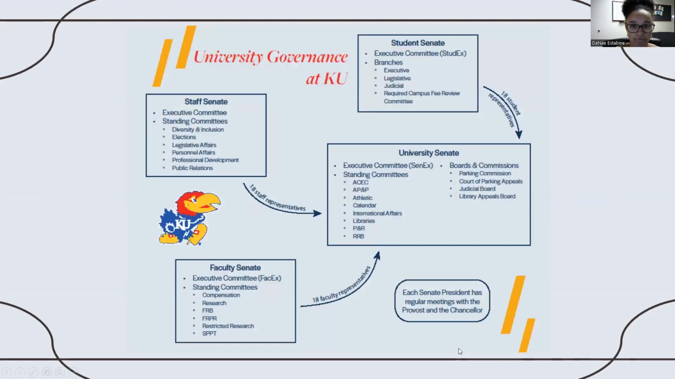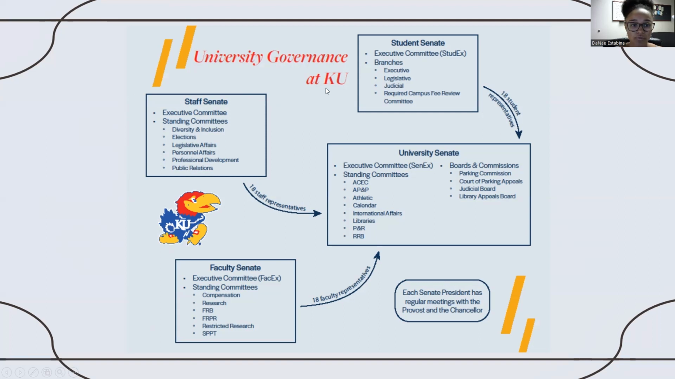So here is a graphic that can show you an outward look of how Student Senate functions beyond just the Student Senate space. So here you see we have Student Senate, which is what I just went over with the three different branches. And then there's also a Staff Senate. The staff here at KU have their own Senate that functions very closely to the way Student Senate functions, and same with the Faculty Senate.